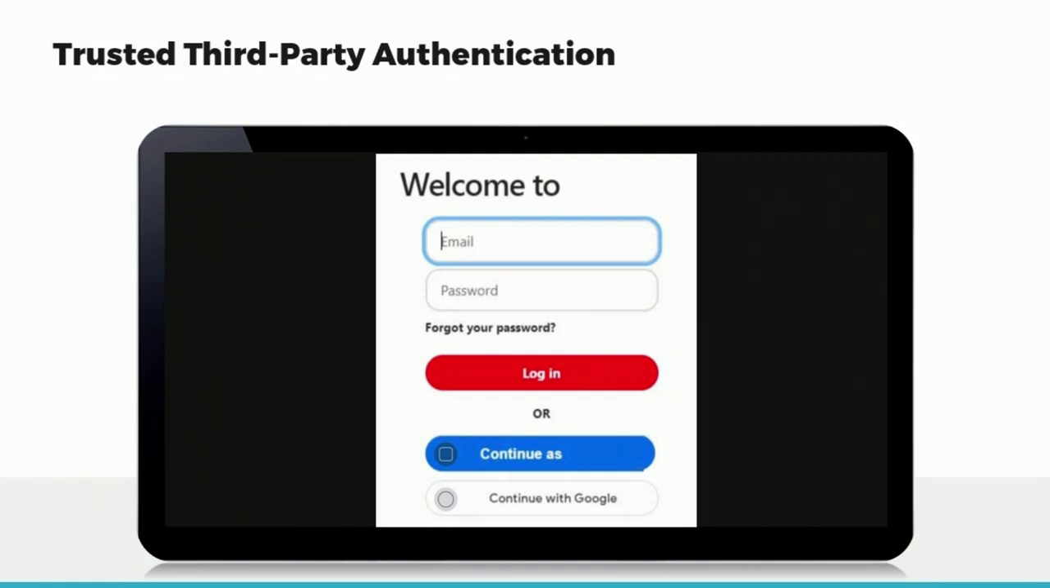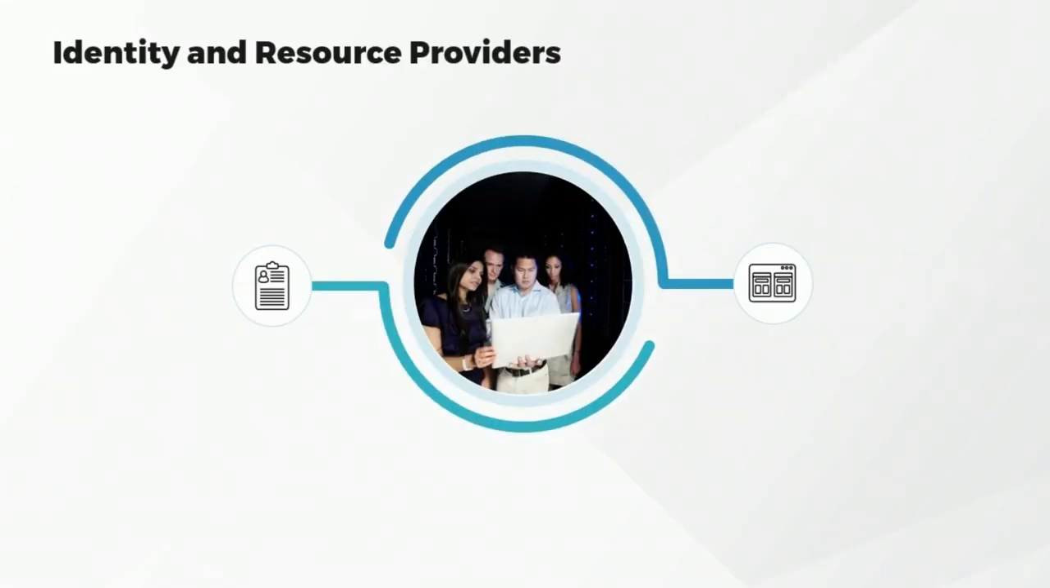That's an example of identity federation as it's used over the internet, but it can be more localized within an organization. Terminology is important here. Let's talk about identity and resource providers. The identity provider, otherwise often referred to as an IDP, can be on-premises or cloud-based.